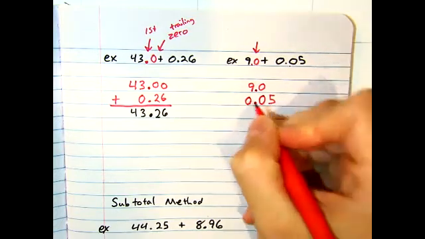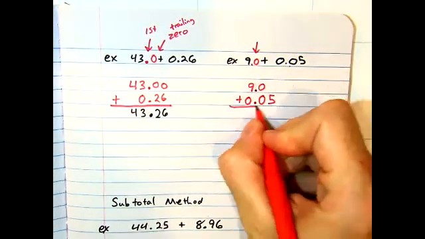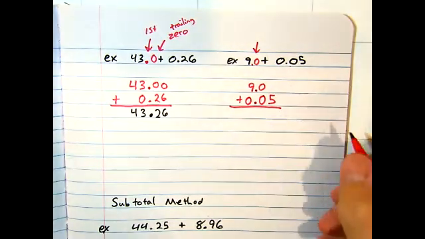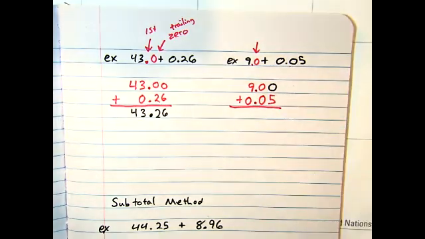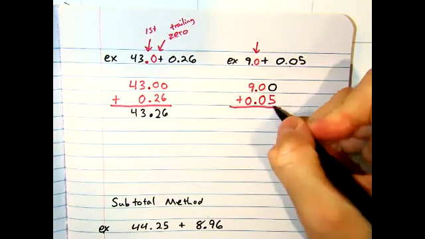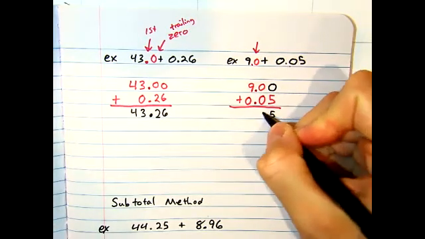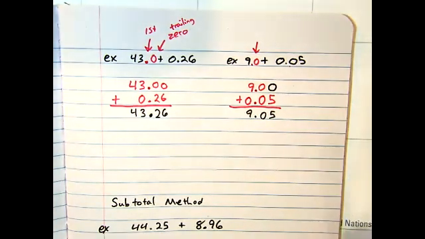I need my 5. Now, if I look at my place values, I'm a little crooked here, but for the most part, they're all lined up. What we need to put in is that extra 0, so we're all matched up, and we can keep organized. 0 plus 5 is 5. 0 plus 0 is still 0. Decimal, 9. It's as simple as that.